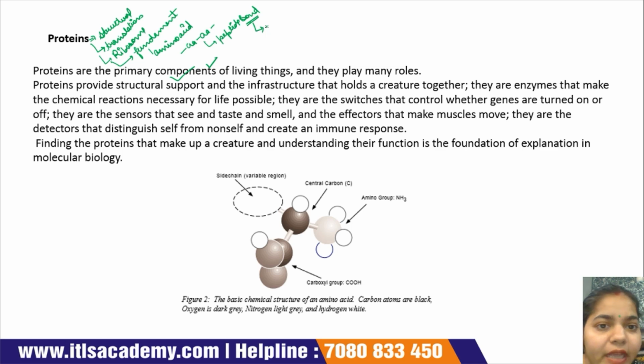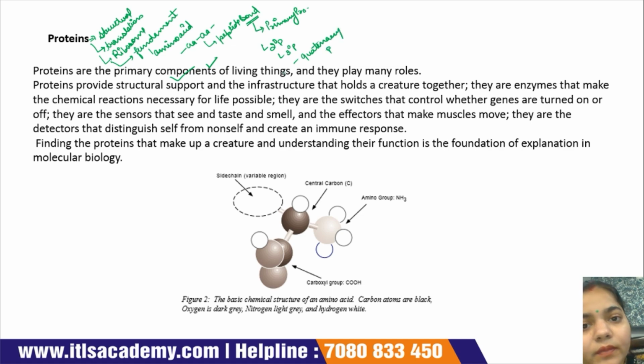There are different types of protein. First is the primary protein. Next is the secondary protein. Next, tertiary protein and quaternary protein. A linear chain of amino acids is known as the primary protein.